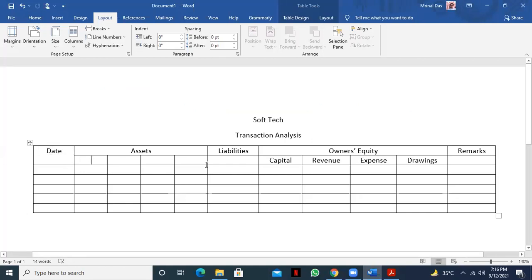Under the asset column, we'll give a new column heading, that is cash, and this is transaction one. There is no date here, so just give it September 1. Okay, September 1. 15,000 taka cash, so 15,000 taka will increase, and under the capital column, 15,000 taka plus.